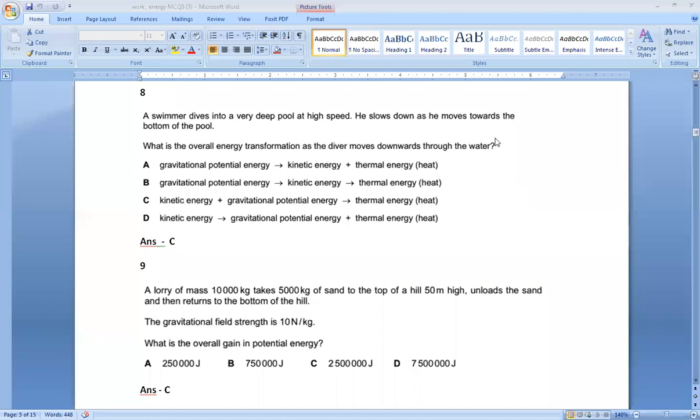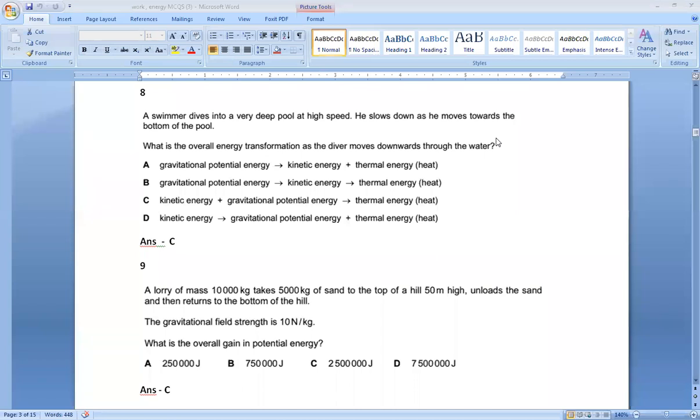A swimmer dives into a very deep pool at high speed. He slows down as he moves towards the bottom of the pool. What is the overall energy transformation as a diver moves down through the water? We have to consider his motion through the water, not before entering the water.